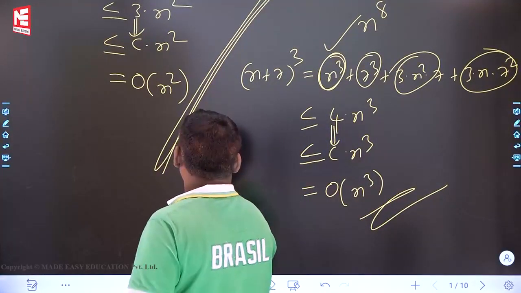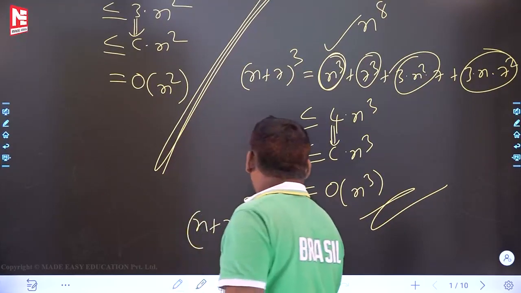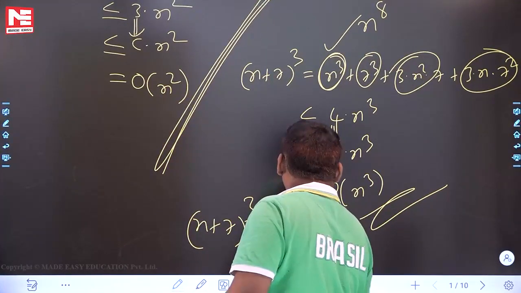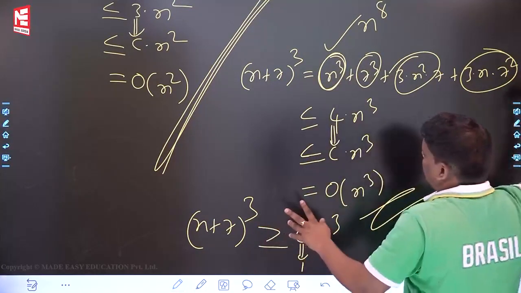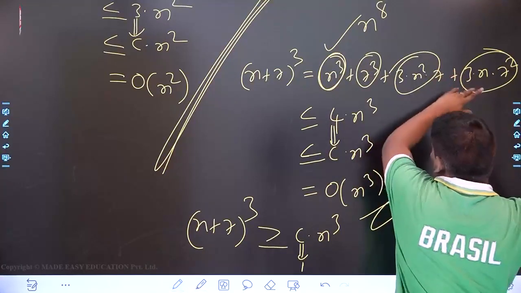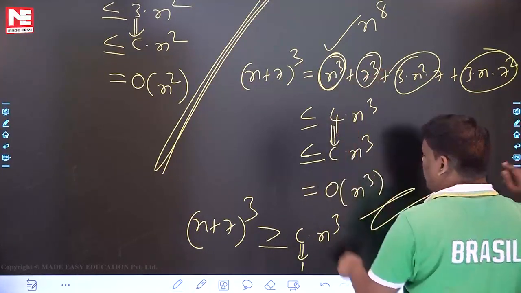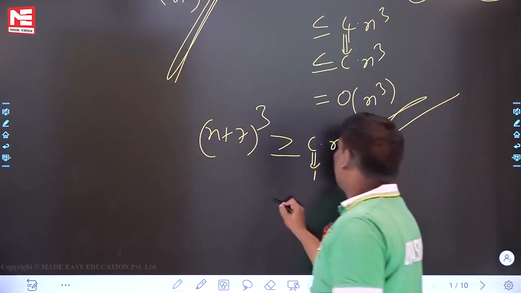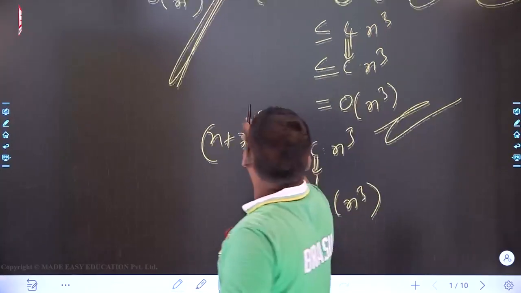Let me write this one. (n plus 7) whole cube, right, greater than or equal to some c into n cube. c value 1. If I take all, then equal. If I take the bigger one everywhere, 4 n cube, then big O. If I take only the first one, omega. Right, this is going to be omega of n cube. So big O possible, omega possible.